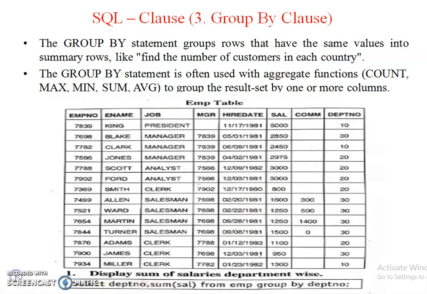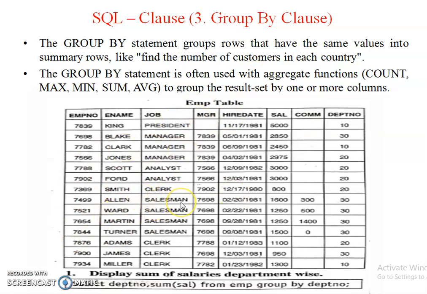Okay. Now we discuss the group by clause. This clause is used in collaboration with the select statement, and it helps to arrange similar data into groups. It is also used with SQL functions to group the result from one or more tables. The group by statement is often used with aggregate functions, that is count, min, max, sum and average, to group the result set by one or more columns.